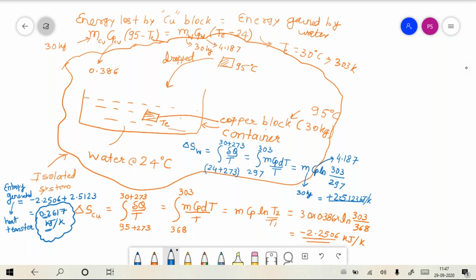I hope you understood this. If you understood this, say yes, and then I can move to the next problem. If you want me to repeat, say repeat.